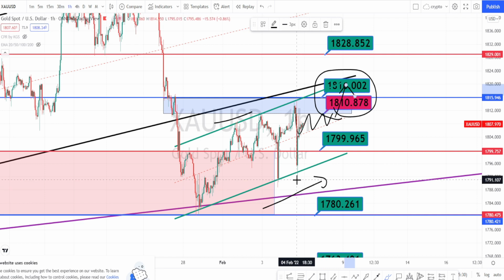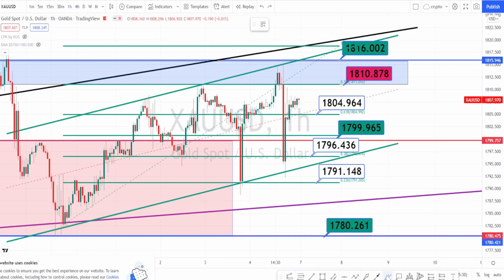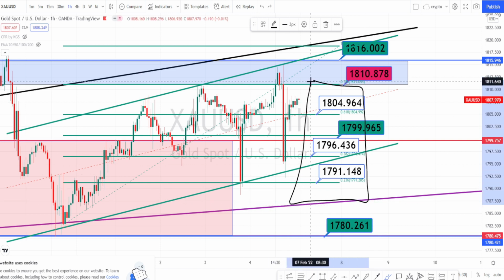Let us mark the support and resistance levels. So the values marked in white color boxes will be acting as support and resistance levels for the price action in the hourly time frame. Currently the price action has tested this support line, or the trend line from the bullish channel pattern, and started its bullish trend. Currently the price action is still in a bullish trend.